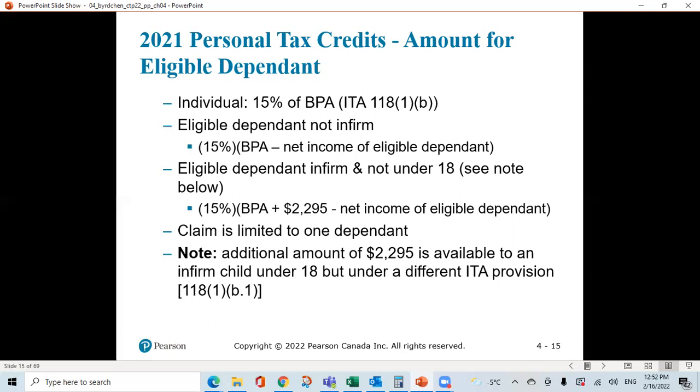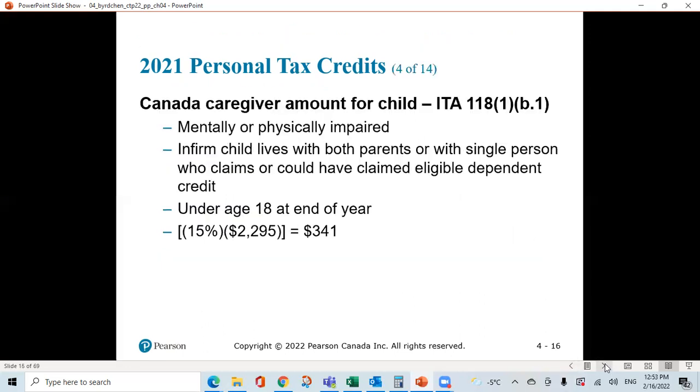I used to have a client. He's single, he has a girlfriend, but they didn't live together. And his dad lived with him. And basically he was providing necessities, such as food, shelter, clothing, or financial support. So he can claim his dad as an eligible dependent. Okay. But if he's married, or he's living in a partnership, even though the dad is still living with them, he could not claim him as an eligible dependent. Okay, so different situations. Now we move on to the caregiver amount for child.